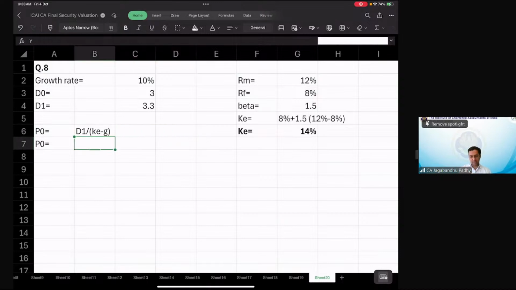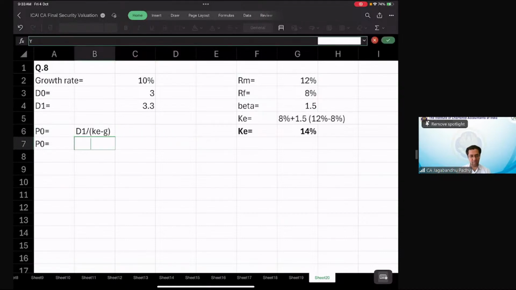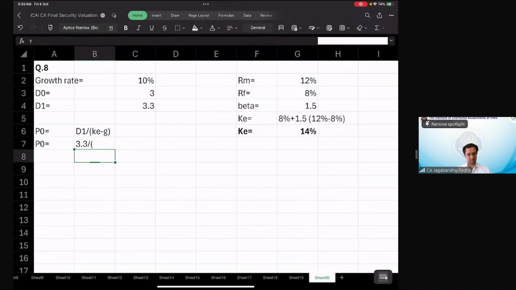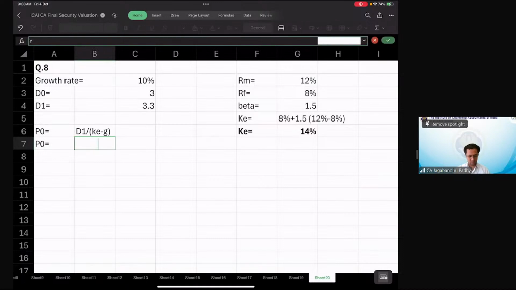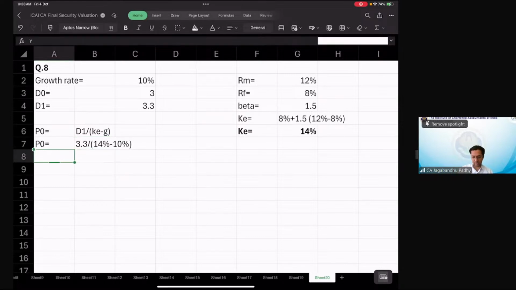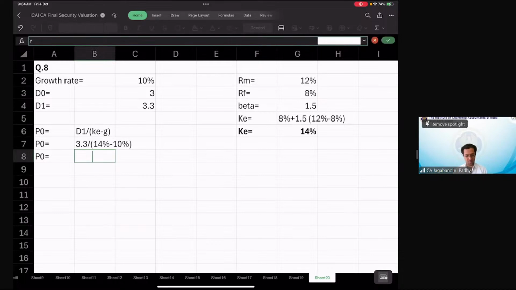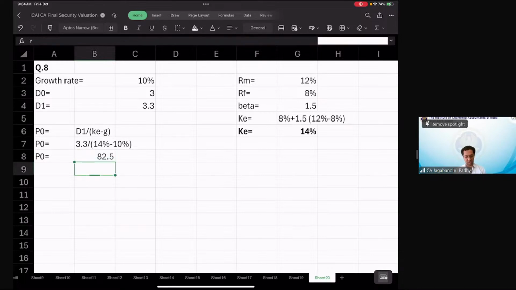And of course, price will be 3.3 divided by 14% minus 10%. Right, so P0, current market price, is 3.3 divided by 4%. It's 82.5. Current market price is 82.5. Simple, guys.